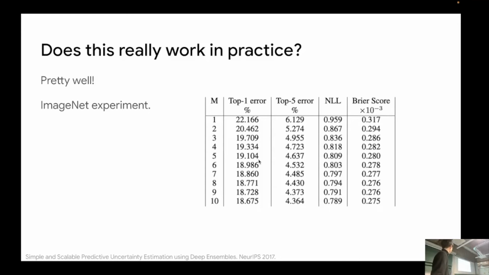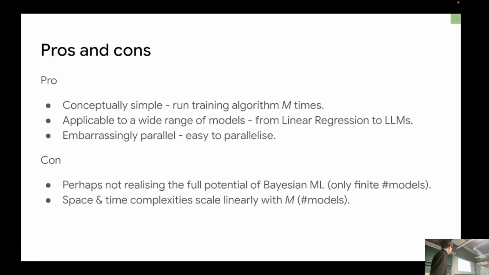The only other point here is that they also did some experiments on ImageNet, which is much bigger scale than MNIST. And it works here in terms of error, as well as negative log likelihood and Brier score. Some pros and cons. Pros: it's conceptually simple. You can just continue doing what you have been doing. A lot of people use ensemble methods. You can just keep doing that.